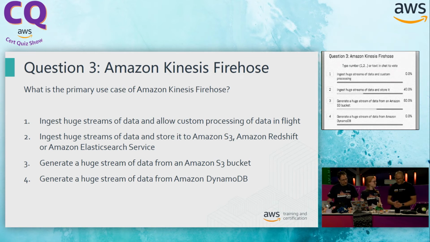So the last 2, generate a huge stream of data from S3 or DynamoDB. Kinesis as such doesn't really generate that stream of data. You have to have producers that produce that data. So we can knock those ones off as incorrect. I'd like to lock in number 2. Number 2, John. We had a lot of people going for number 3. That does look about right because it does send data to S3, but it doesn't generate the data.